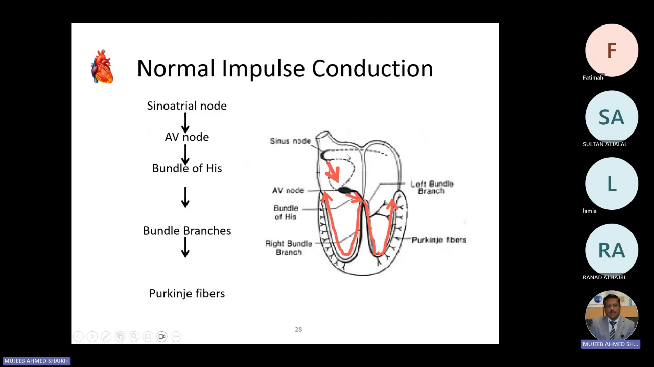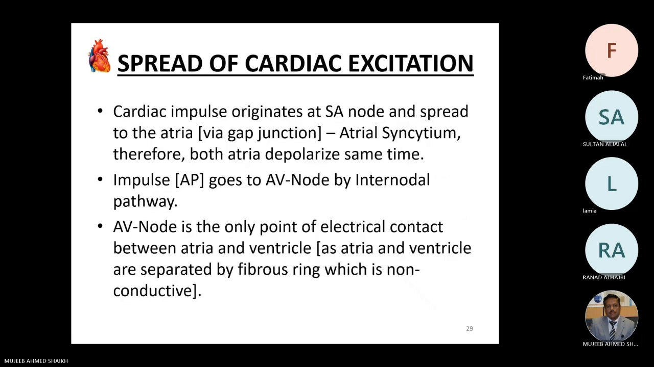Otherwise, what will happen if the atria and the ventricle are depolarized together without any delay? Then both will go into contraction. That means the atria will contract and the ventricle will contract. So blood will not go anywhere, and the ventricles will not get filled properly. Okay. So this AV nodal delay is important for making sure that the ventricles are filled properly and they contract after the atrium. Got it? Are you with me?